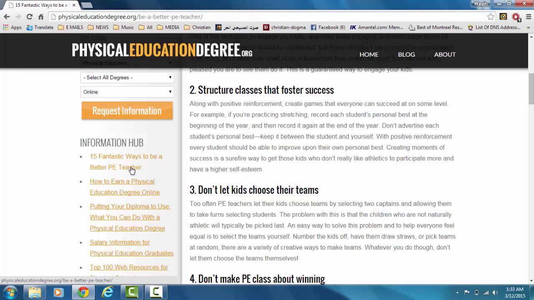Basically, this website makes four major points. The first point is that it gives you 15 tips to improve your teaching as a PE teacher. The second point is that it shows you how to earn your physical education degree online. The third point, it shows you what you can do with your diploma when you get it. And the fourth point, it gives you a lot of information regarding the salary of this job.